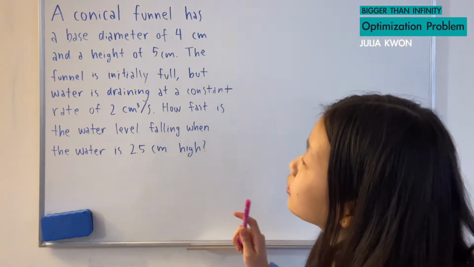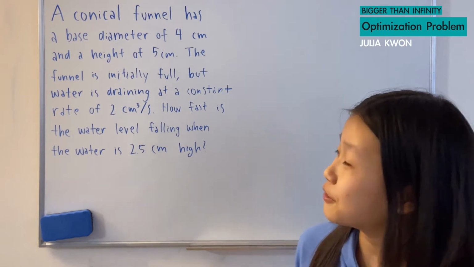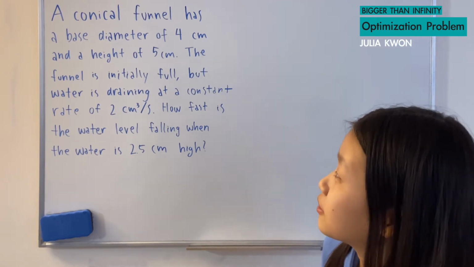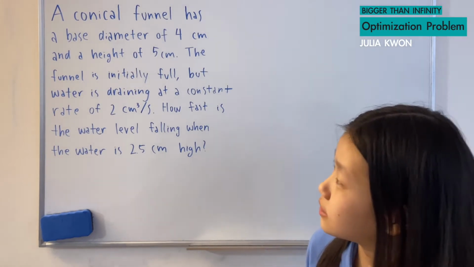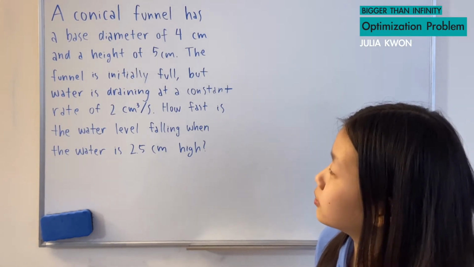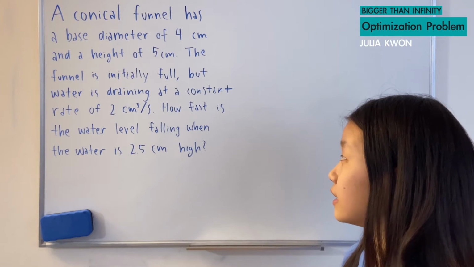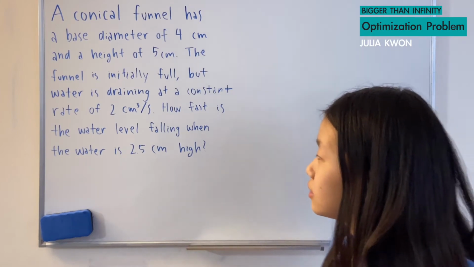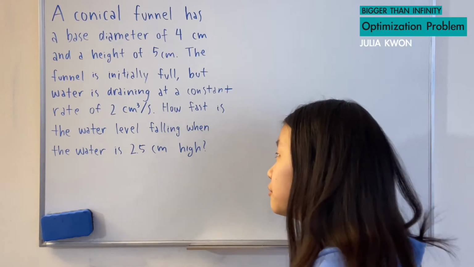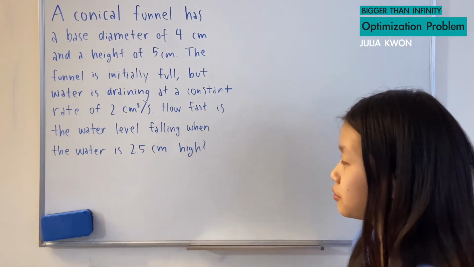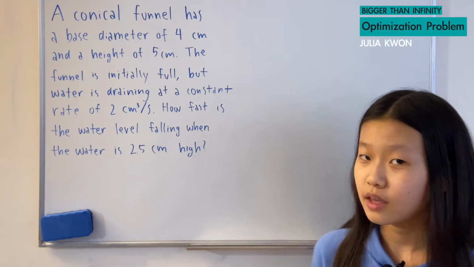It says a conical funnel has a base diameter of 4 centimeters and a height of 5 centimeters. The funnel is initially full, but water is draining at a constant rate of 2 centimeters per second. How fast is the water level falling when the water is 2.5 centimeters high?